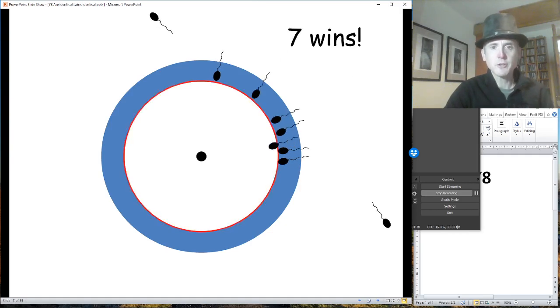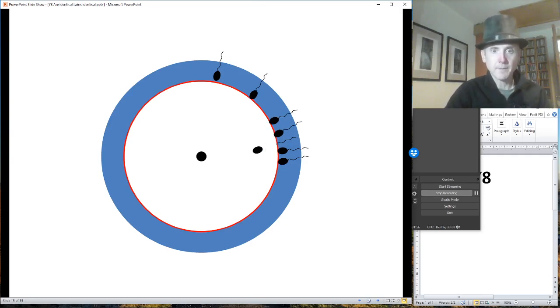Oh, 7 wins. And as soon as 7 gets in, the cell membrane changes chemically and no more can get in. If another one did get in by chance, it wouldn't cause fertilization. There'd be too much genetic information, and therefore it wouldn't develop any further. So yeah, this is perfect. We have now got a new life formed.